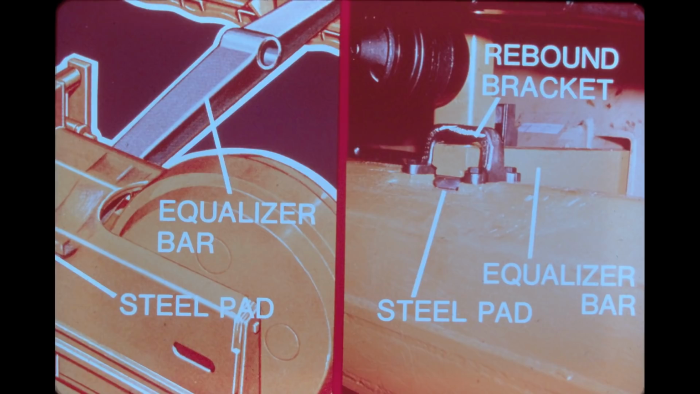The ends of the equalizer ride on hardened steel pads inserted into the track frames, as on the 25B and C at the left, or placed on top of the frames, as in the other units. A rebound bracket is placed over each end of the bar to ensure that the track frames and equalizer bar move as a unit.